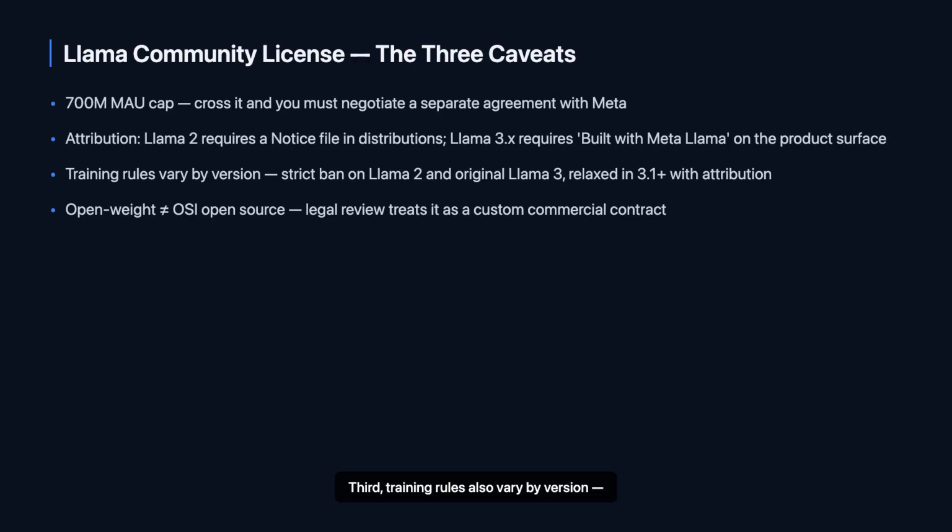Third, training rules also vary by version. Llama 2 and original Llama 3 carry a strict ban on using outputs to train competing models, while Llama 3.1 and later relax that with attribution. And finally, open weight is not the same as OSI open source. Legal will treat it as a custom commercial contract every time.